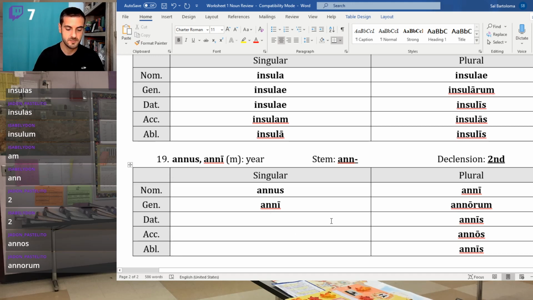And then we have the rest of our declension, which would be ano, anum, ano. Right? Dative being a vowel, ablative being a vowel, accusative having the M at the end. So again, studying patterns across the declensions is going to be crucial. Anus, ani, ano, anum, ano, ani, anorum, anis, anos, anis.